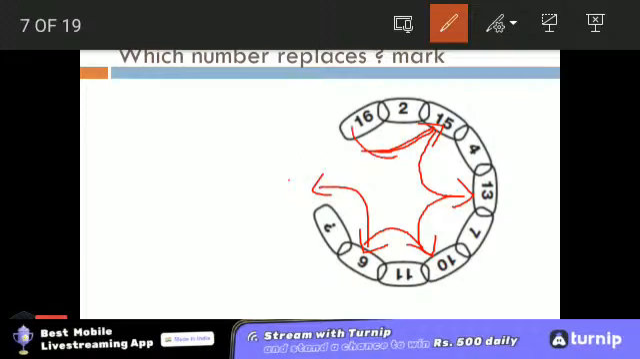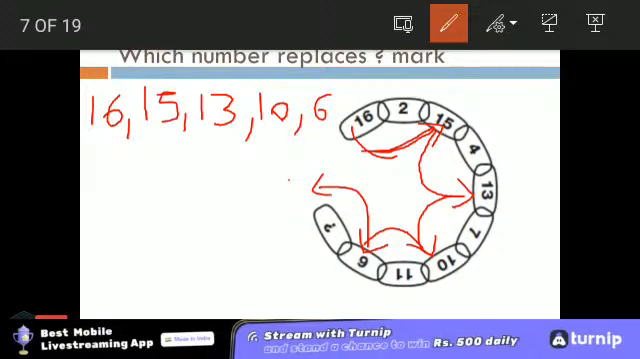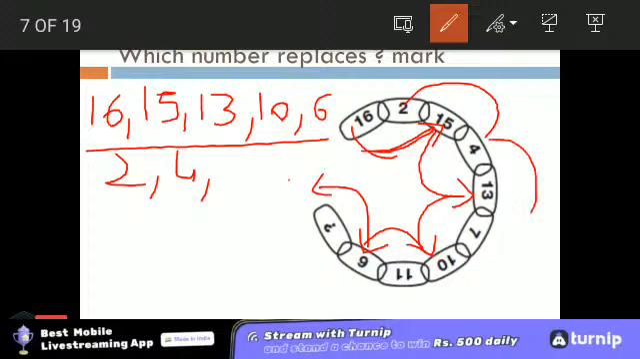So basically, if we talk about the first series, it is 16, after 16 we have 15, after 15 we have 13, after 13 we have 10, followed by 6. So this is the series which is decreasing by 1, 2, 3, 4, 5. If we talk about the next one, there are two series going on. So it is 2, after 2 we have 4, after 4 we have 7, after 7 in this series we have 11, and so we need to tell what will be after 11.